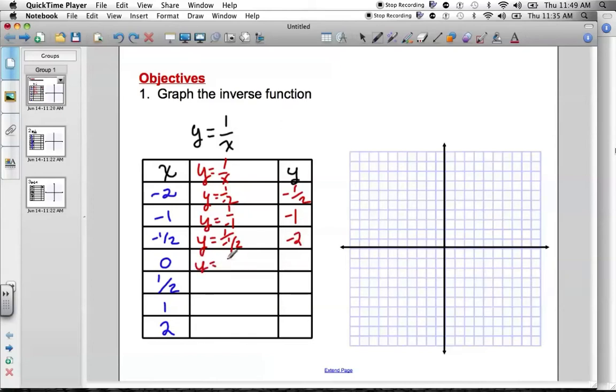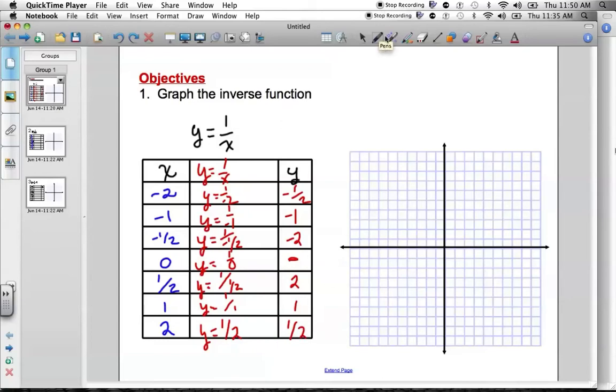When we put in 0, 1 over 0 is undefined. You will get an error on your calculator, so I'm going to just denote that here with a little dash. When we put in the value 1/2, we're going to get the value 2. When we put in the value of 1, 1 divided by 1 is 1. When we put in 2, we'll get an output value of 1/2.